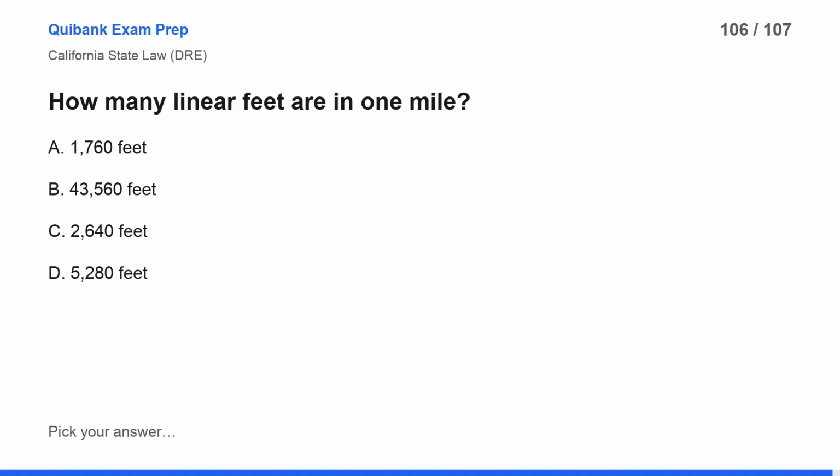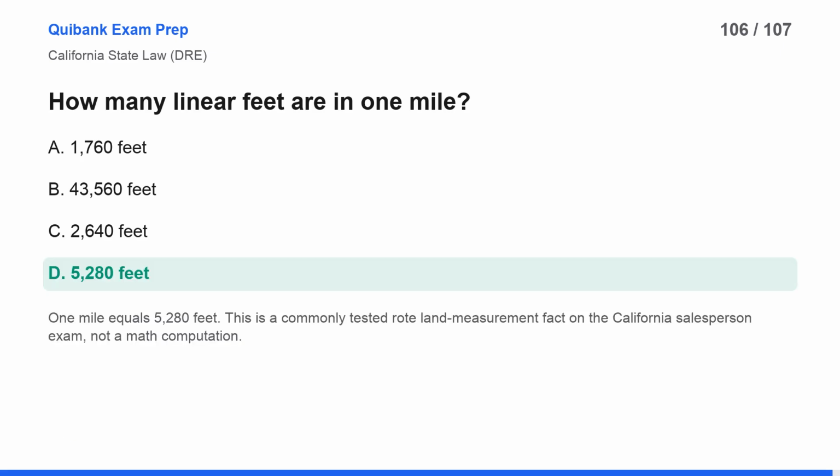Question 106. How many linear feet are in 1 mile? A. 1,760 feet. B. 43,560 feet. C. 2,640 feet. D. 5,280 feet. The answer is D. 5,280 feet. 1 mile equals 5,280 feet.